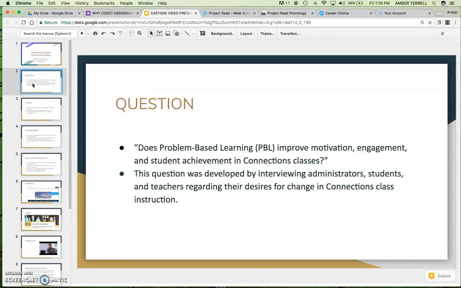The question for this capstone was developed by interviewing administrators, students, and teachers regarding their desires for change in connections class instruction. The question became, does problem-based learning improve motivation, engagement, and student achievement in connections classes?